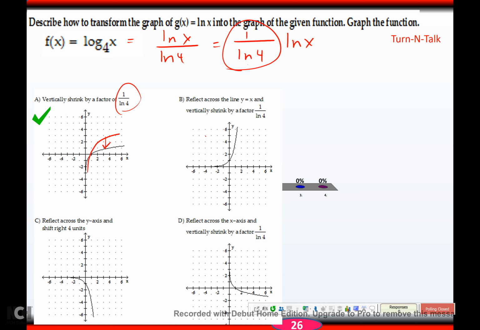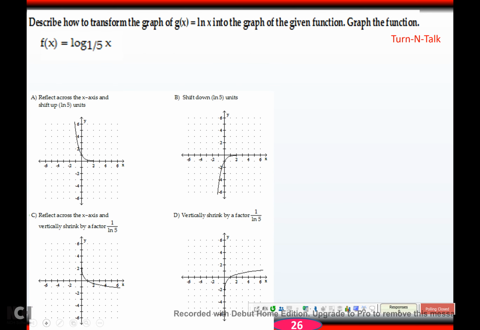Okay, none of the other ones are even facing the right way. Alright, so it's got to be A. Alright, try B. Hit pause, come back when you're ready.